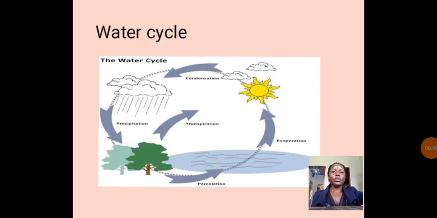It is also what we call percolation, where when it rains, water goes into the soil, and when it goes into the soil, still the sun will hit the soil and evaporation will take place. So it is the sun that will help in heating, and then it will cause evaporation to take place and also transpiration to take place.